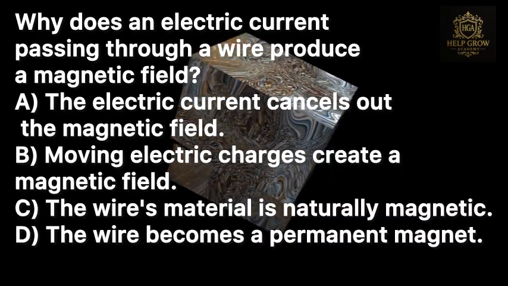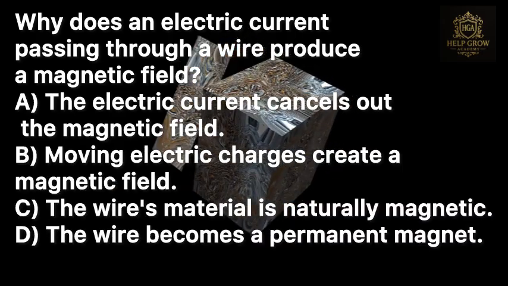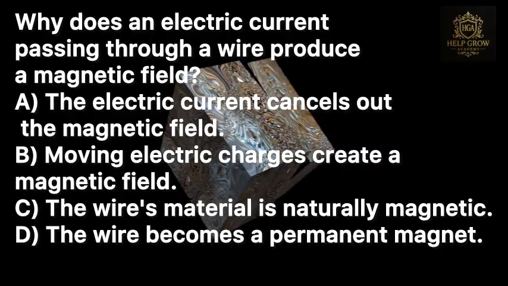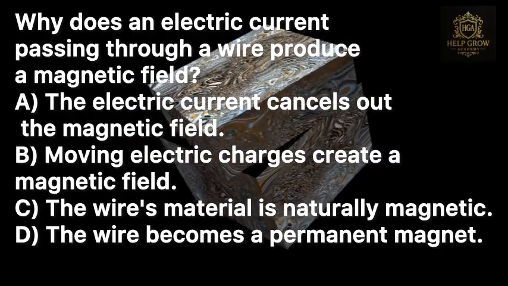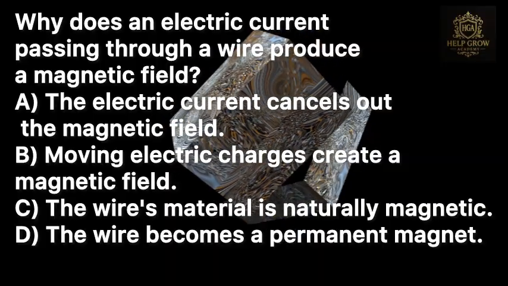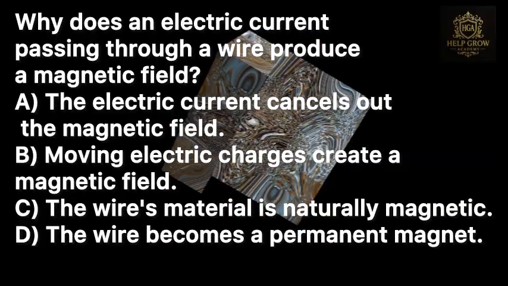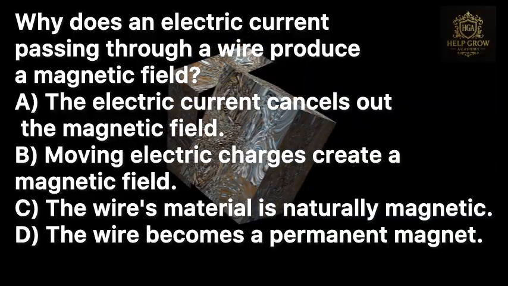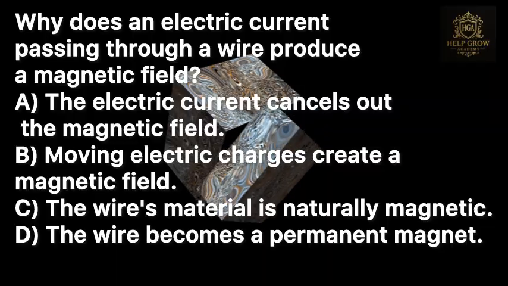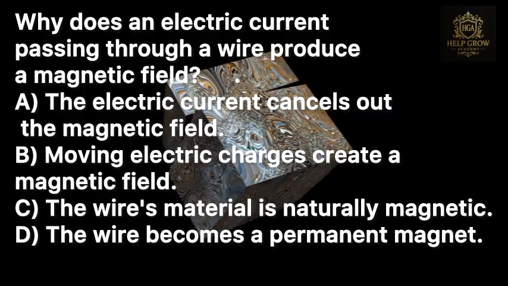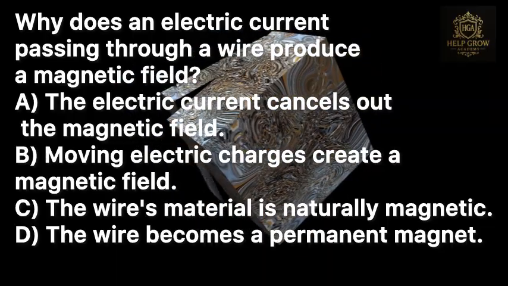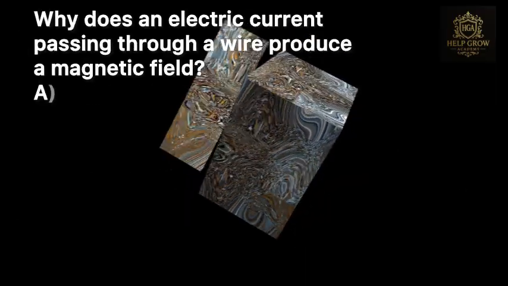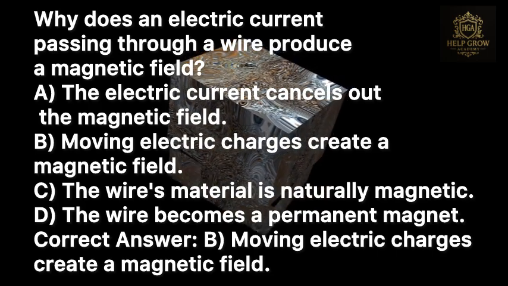The next question says, why does an electric current passing through a wire produce a magnetic field? Option A. The electric current cancels out the magnetic field. Option B. Moving electric charges create a magnetic field. Option C. The wire material is naturally magnetic. And option D. The wire becomes a permanent magnet. The correct answer here is option B.